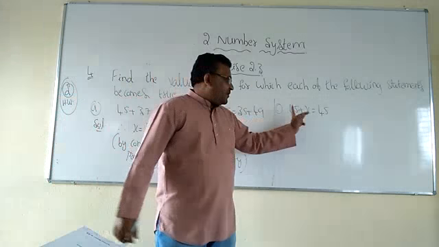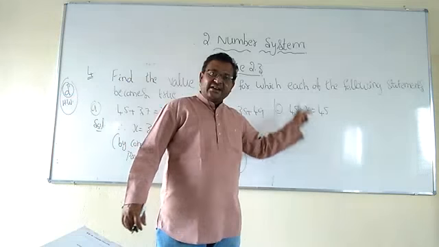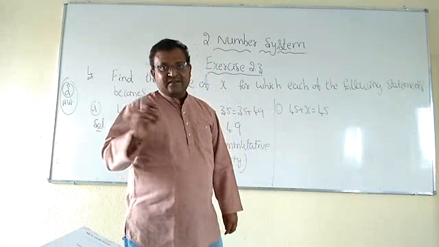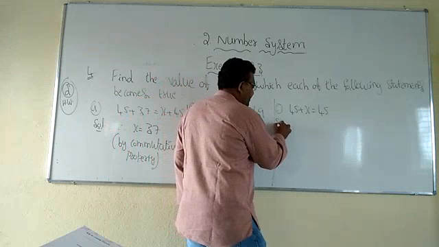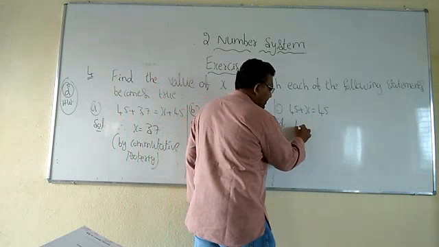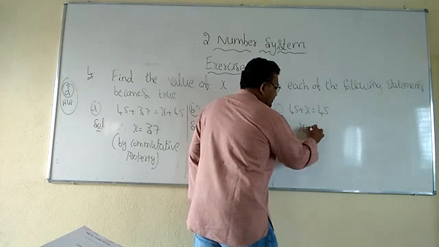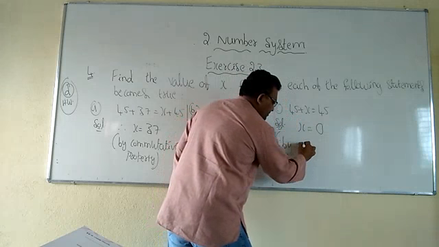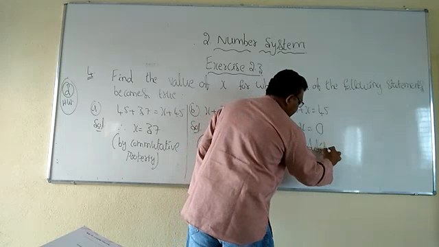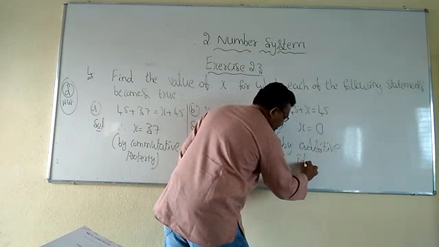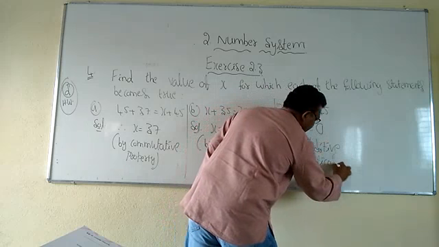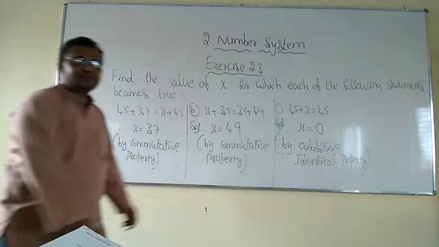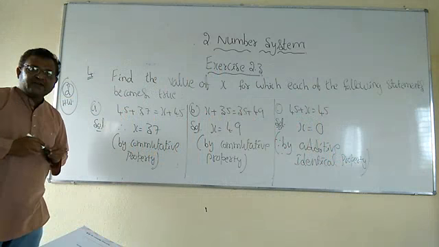Coming to the next, 45 plus x is equal to 45. When do we get the same number? When we add 0 to that given number. That means by using the additive identity property, we can say here x is equal to 0. So next, d, as I told, we have to do as homework.